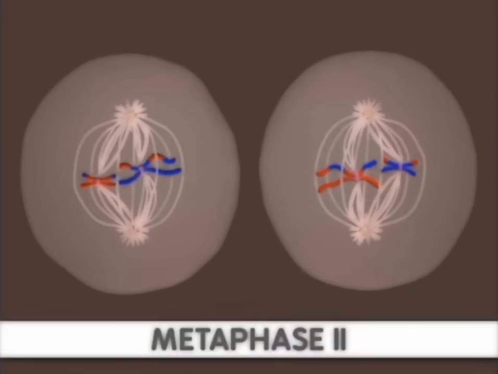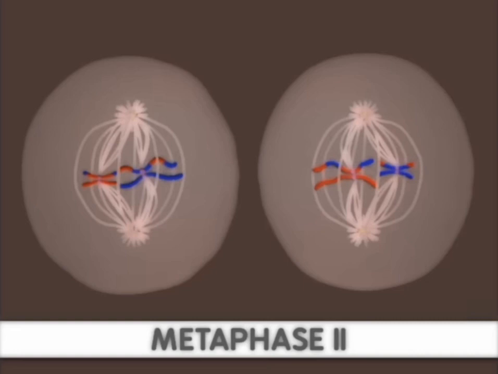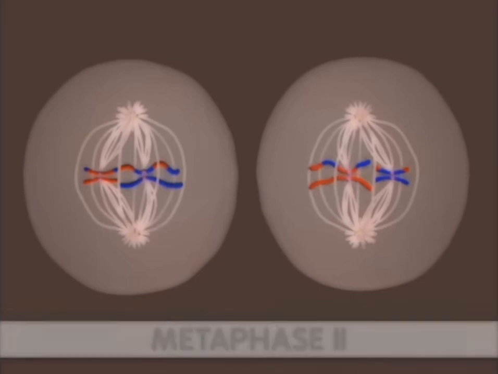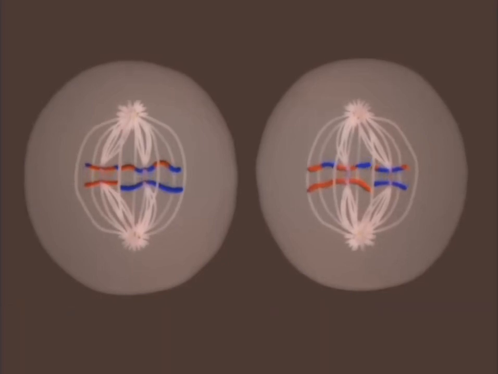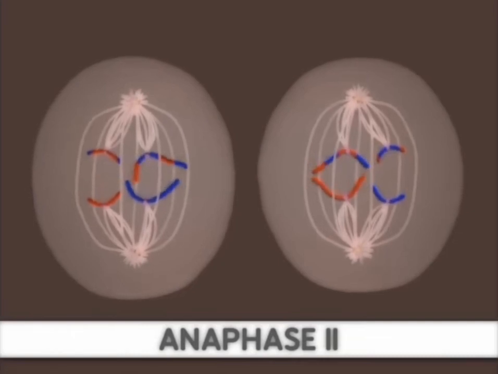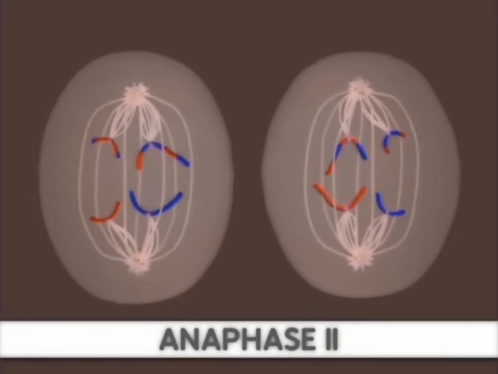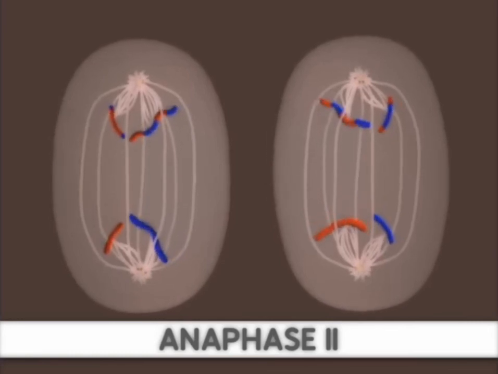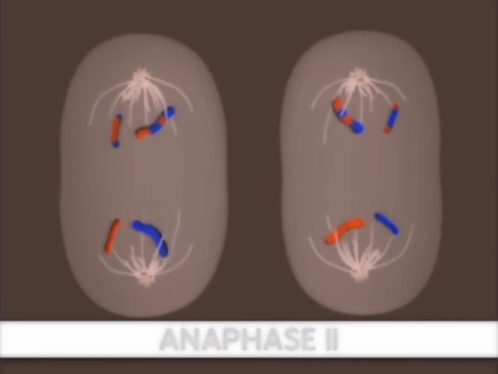In metaphase 2, the chromosomes align at the equator of the cell. Again, the alignment is random. Since the sister chromatids are no longer identical, there will be many different possible ways for these chromosomes to align. In Anaphase 2, the sister chromatids are pulled apart as the microtubules shorten. Also, the ends of the cell are pushed farther apart as microtubules elongate.